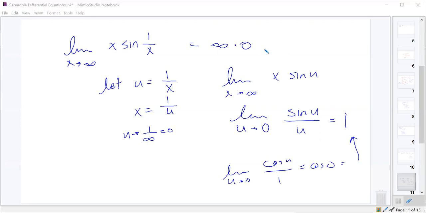How did you get sine u over u? Well, I let u equal 1 over x, so that 1 over x became u. And then if u is 1 over x, I just cross multiplied to get x is equal to 1 over u. And so the x becomes 1 over u, the sine of 1 over x becomes just sine u, and 1 over u times sine u is sine u over u. Got it.